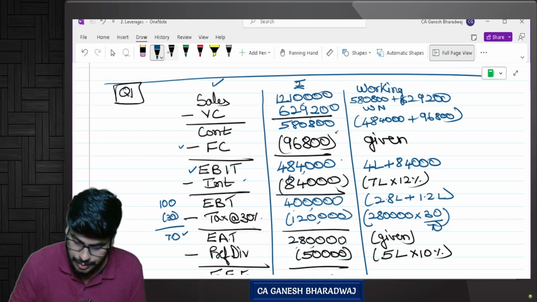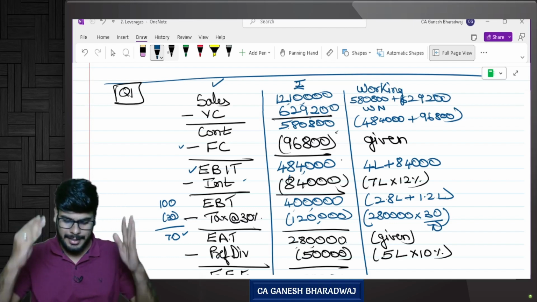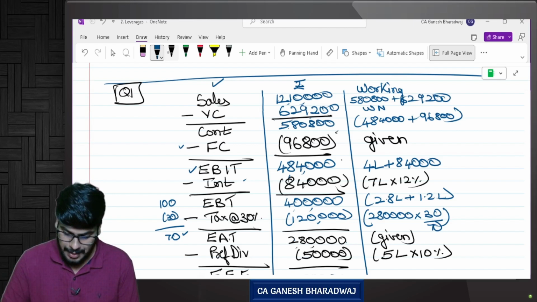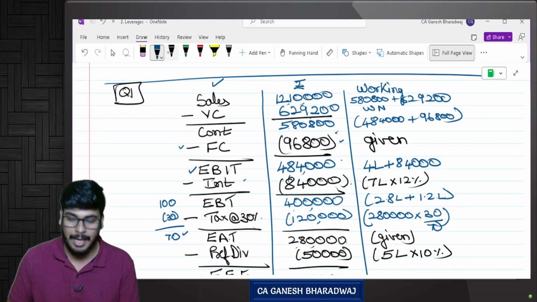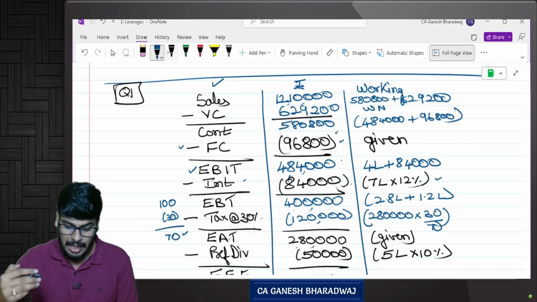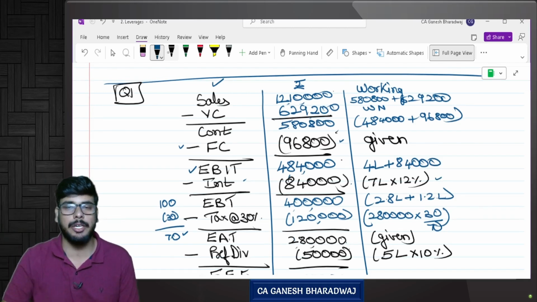12,10,000. Are you clear with this? See how beautifully we can solve this. It is all about the reverse working. So for our explanation, all these black ink items are actually given data, or it is directly calculatable data. The reverse worked figures, I have put it in blue ink.